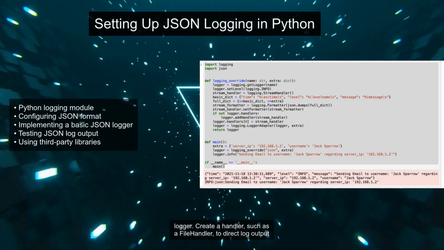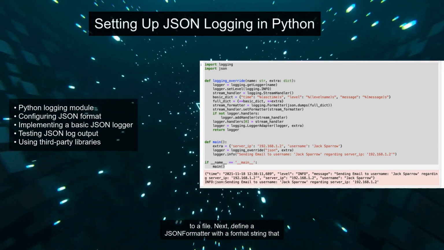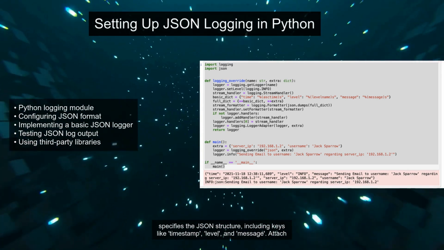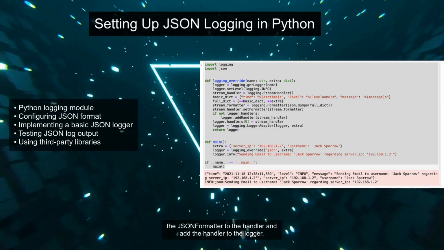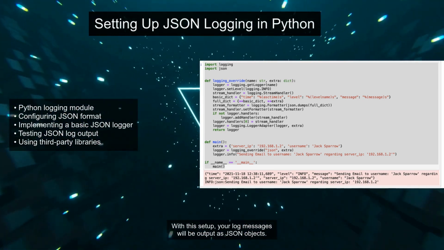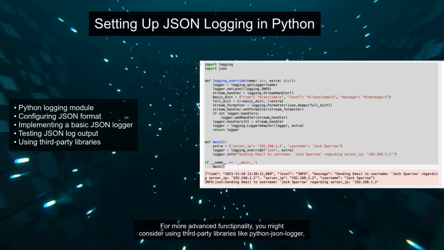Create a handler, such as a file handler, to direct log output to a file. Next, define a JSON formatter with a format string that specifies the JSON structure, including keys like timestamp, level, and message. Attach the JSON formatter to the handler and add the handler to the logger. With this setup, your log messages will be output as JSON objects.